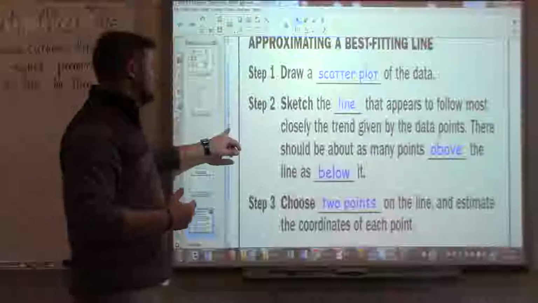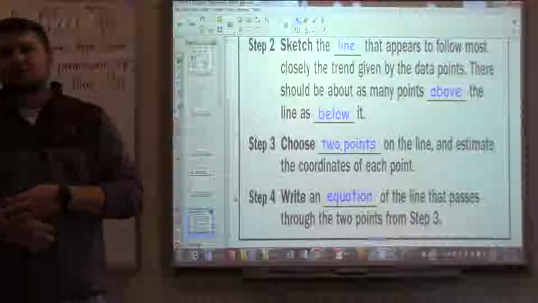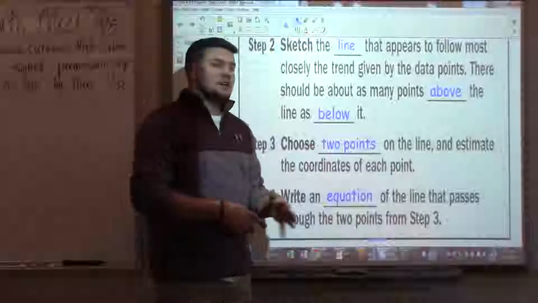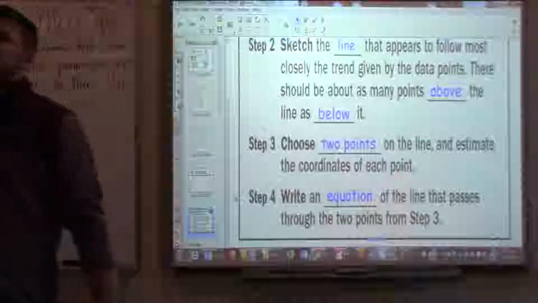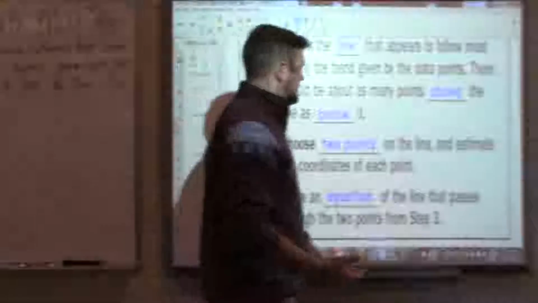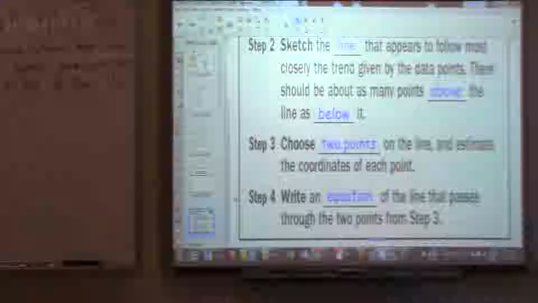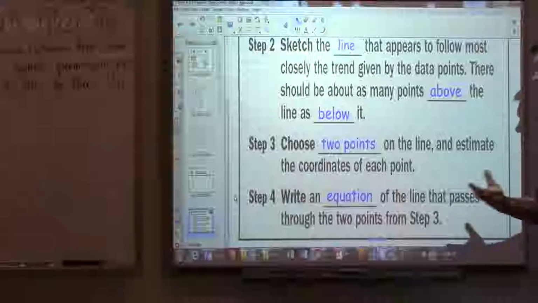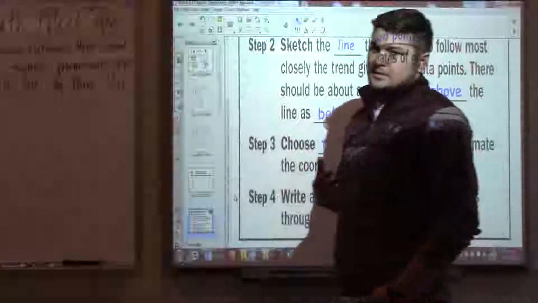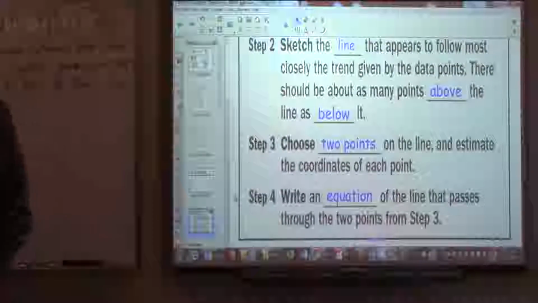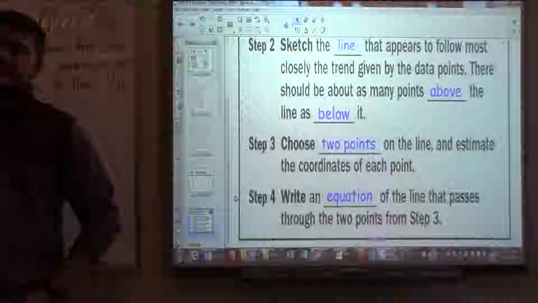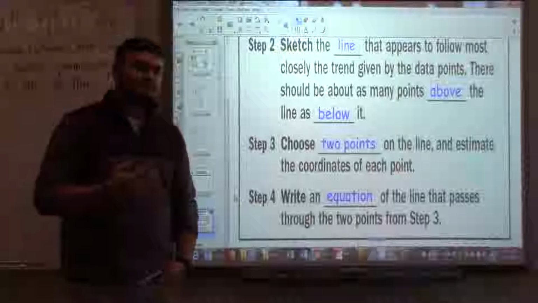Step 3, we're going to choose 2 points on our line and estimate the coordinates of each point. This should be pretty easy because when you draw your line, you're going to try and make sure that you go through 2 points, whether it's 2 points that you plotted, or 2 nice points on the graph, or a point that you plotted and a nice point on the graph. We're going to estimate the coordinates of those points, because we're going to take those 2 coordinates and write an equation of our line that passes through those 2 points. So we're going to make an equation for our line of best fit. That's our 4 steps. Not too hard, a little tedious at times, but it's really not that bad. Any questions?